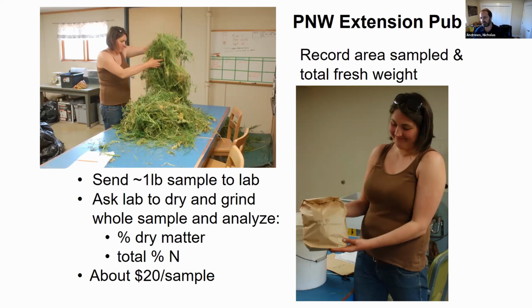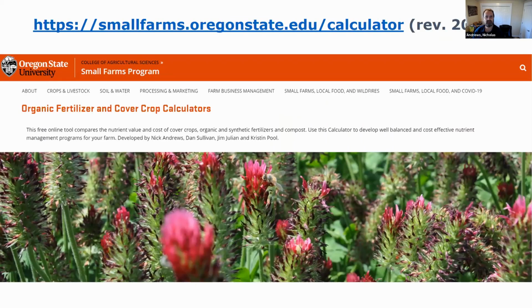Make sure that you record the area that you sampled. So 4 square foot quadrats times 4 equals 16 square feet per field, and then record the total fresh weight of your bulk sample, that whole bulk sample that Kristen is handling there in the photo on the left. If you don't have those numbers, you won't be able to make any calculations.